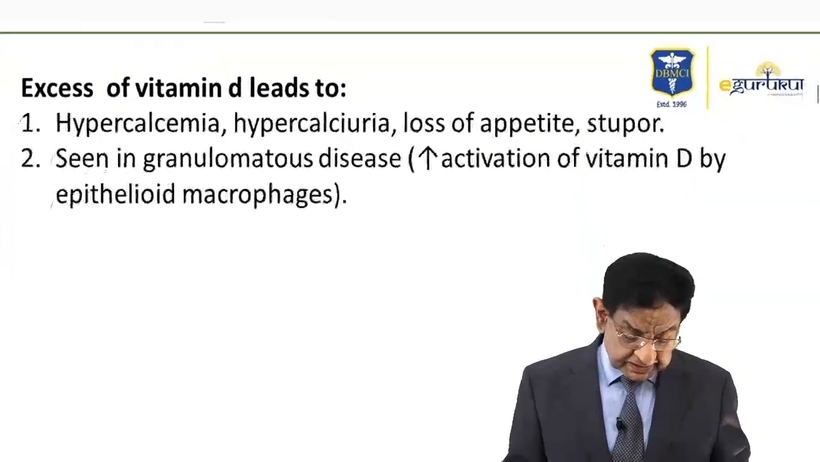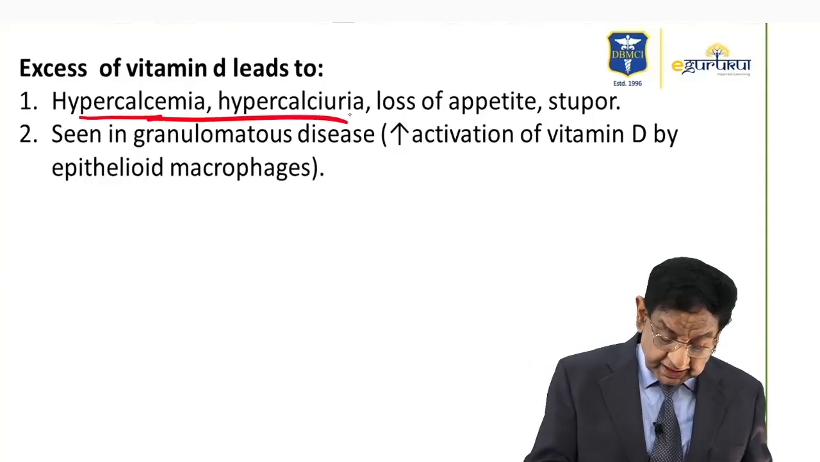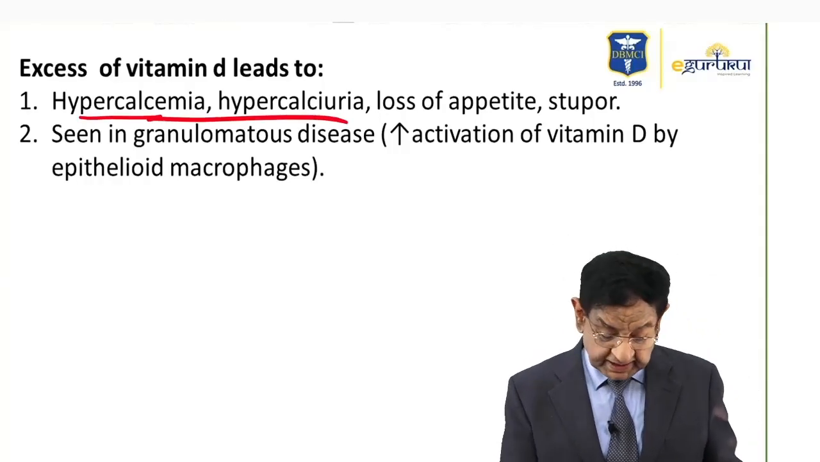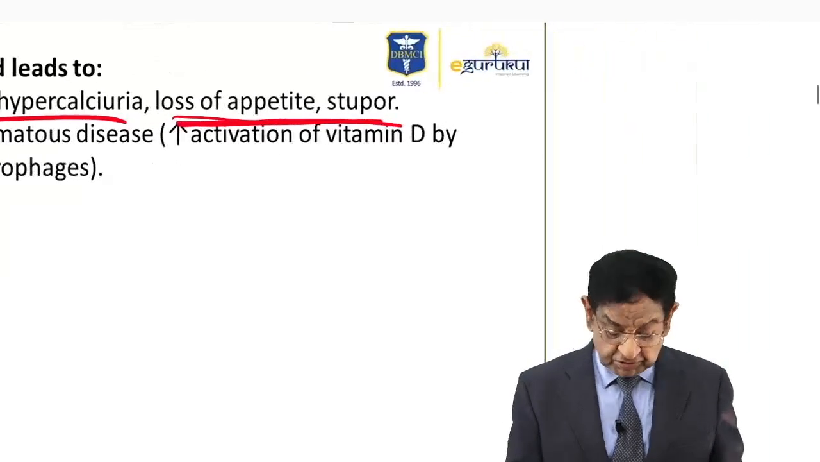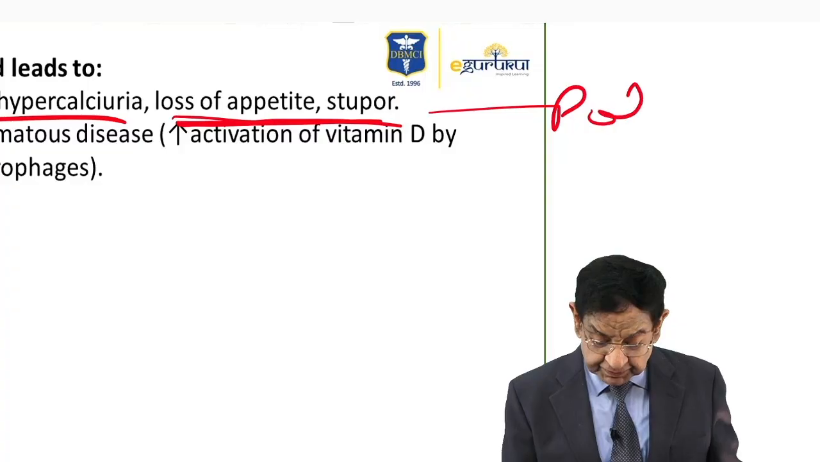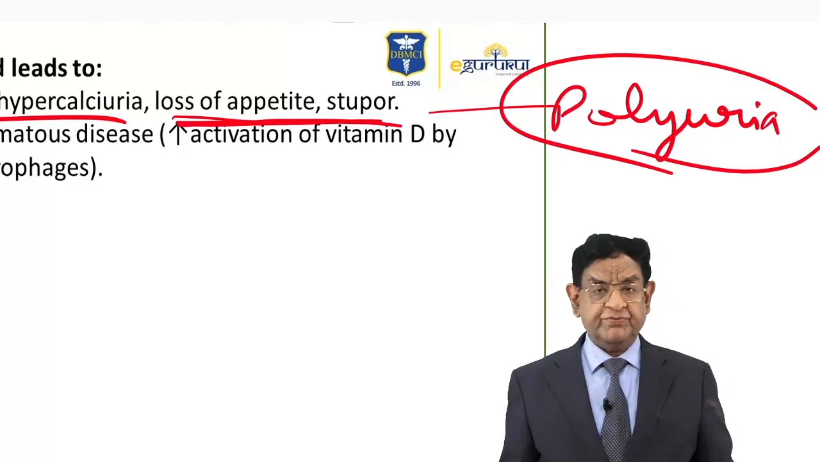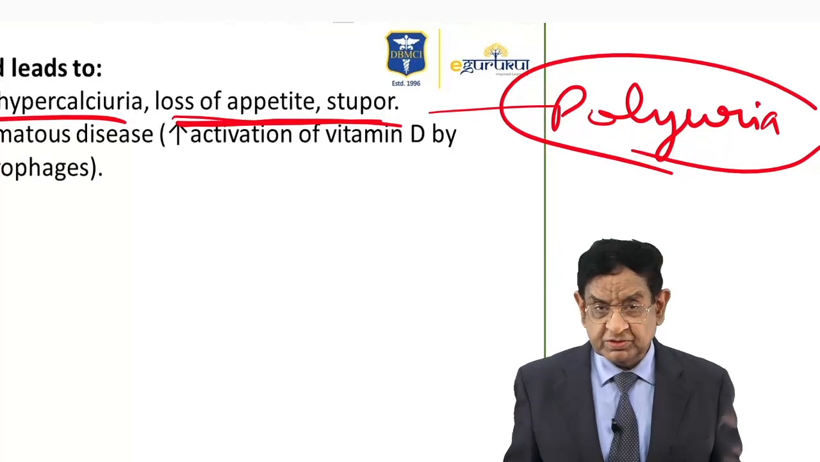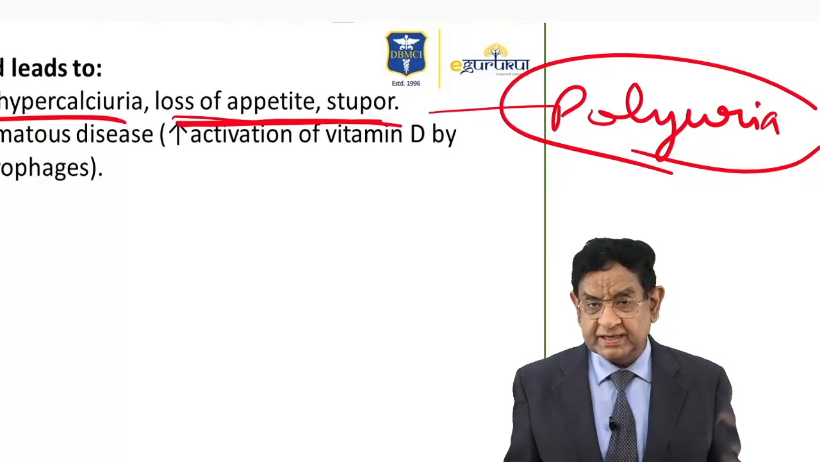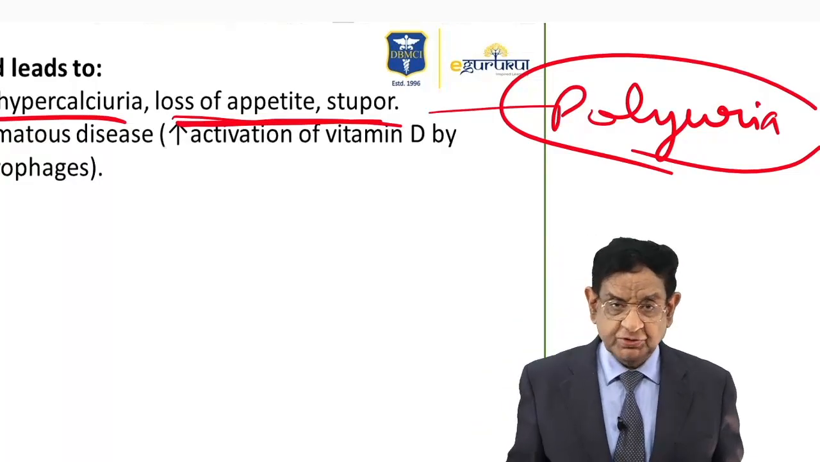Now, suppose there is an excess of vitamin D. What will it lead to? Hypercalcemia, hypercalciuria, and that leads to loss of appetite and stupor also, and it also leads to polyuria. So a question only for the students: why does polyuria occur in these patients? Okay, write down in your copy why polyuria occurs in a case of hypercalcemia. Quickly, only for students.